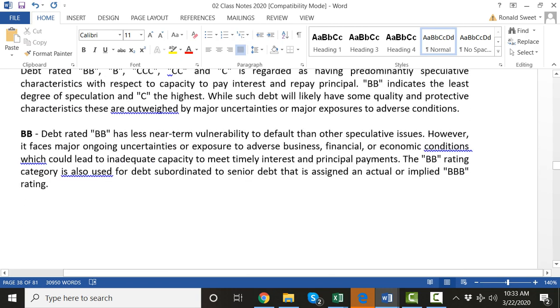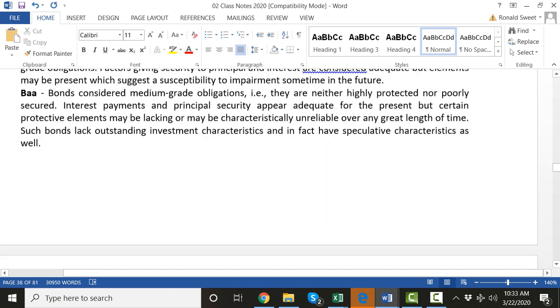There's the definitions of the investment grade and below investment grade bonds from S&P and Moody's.